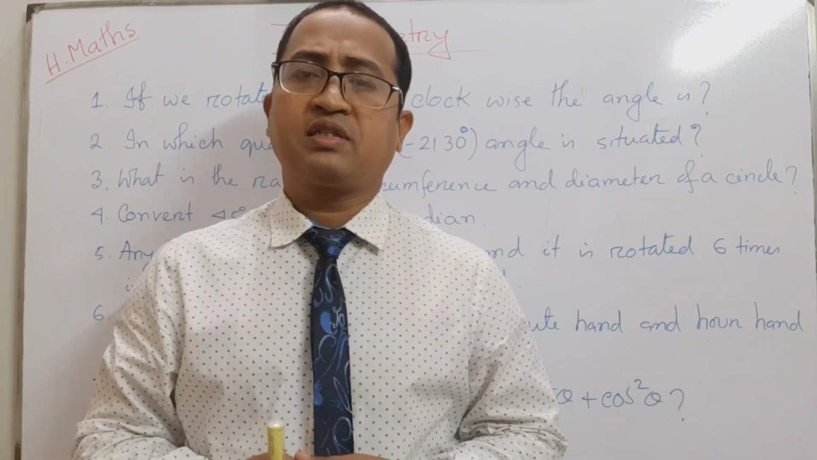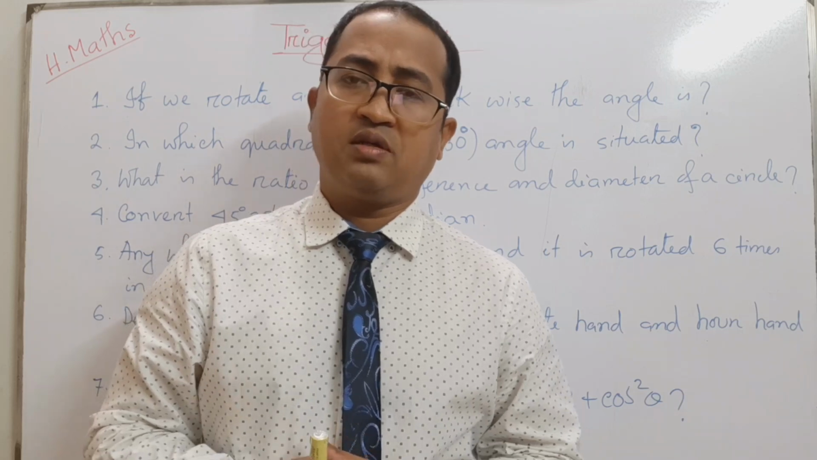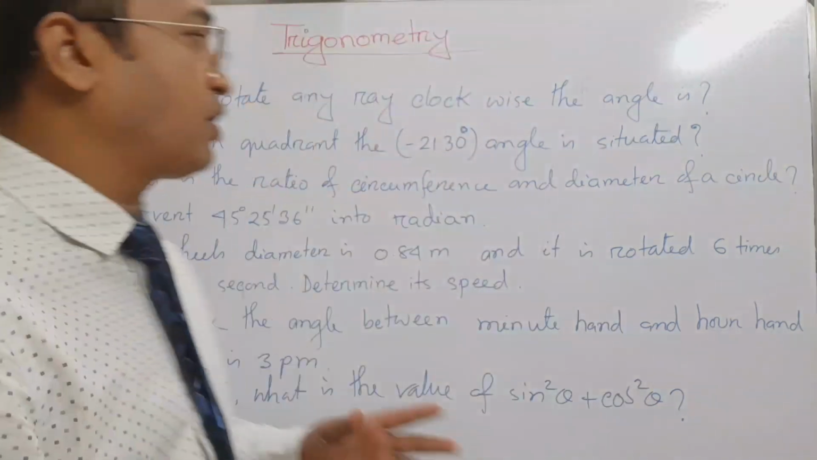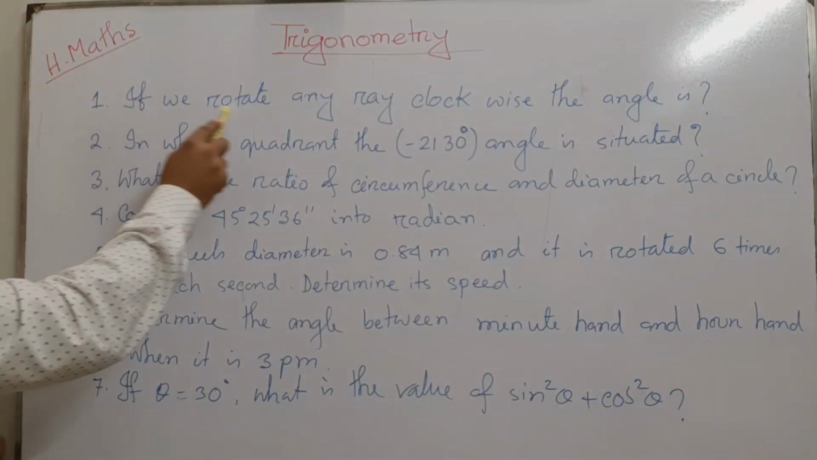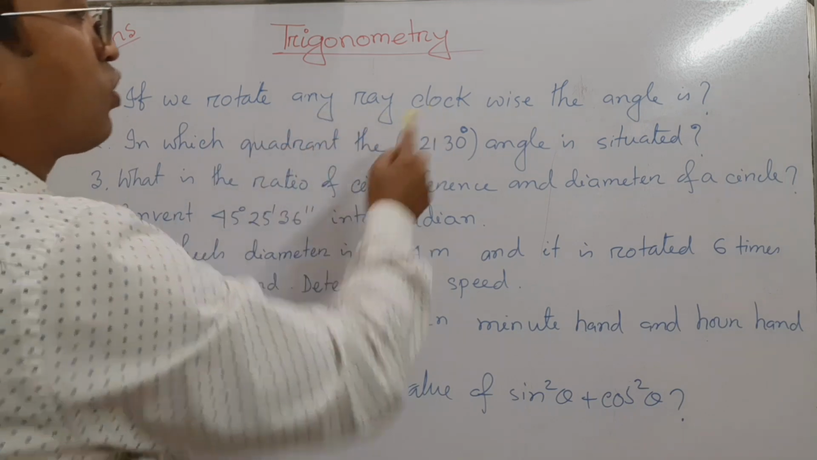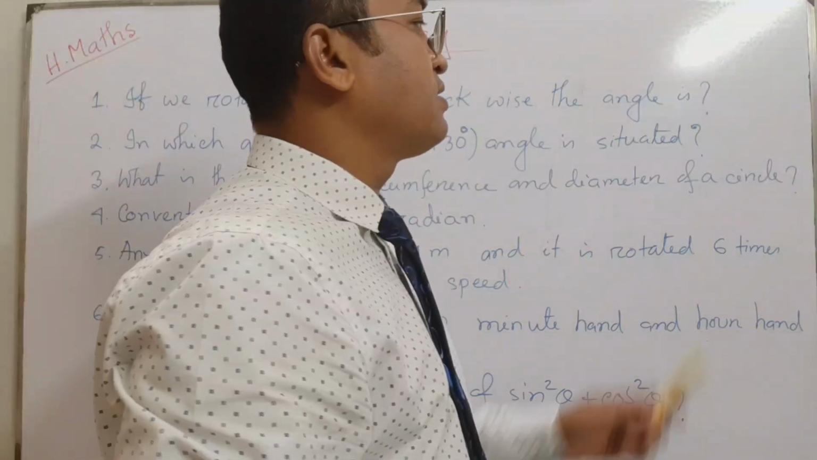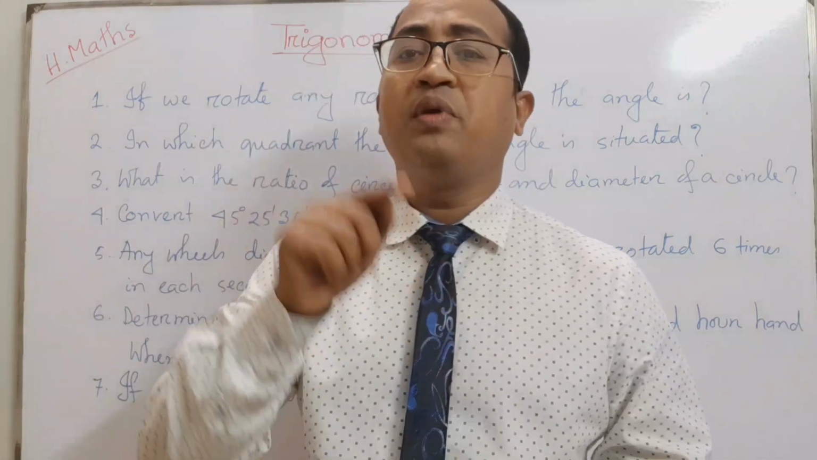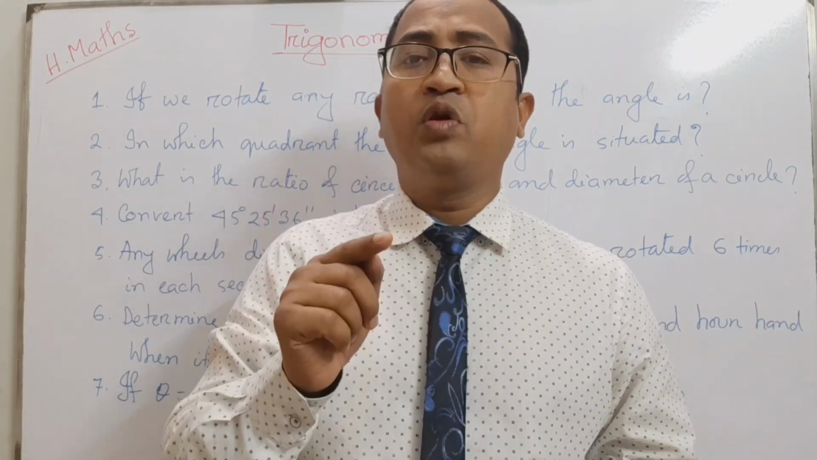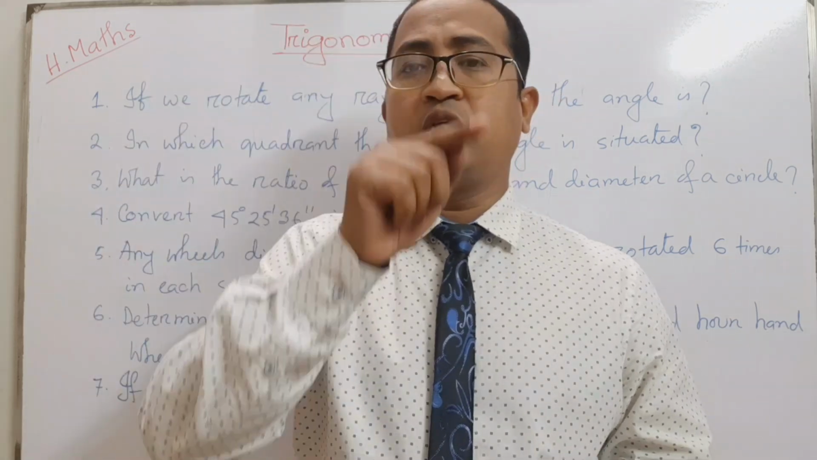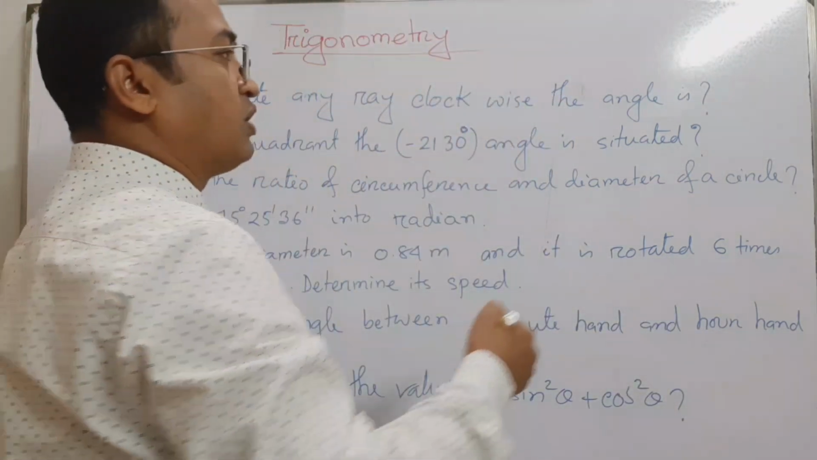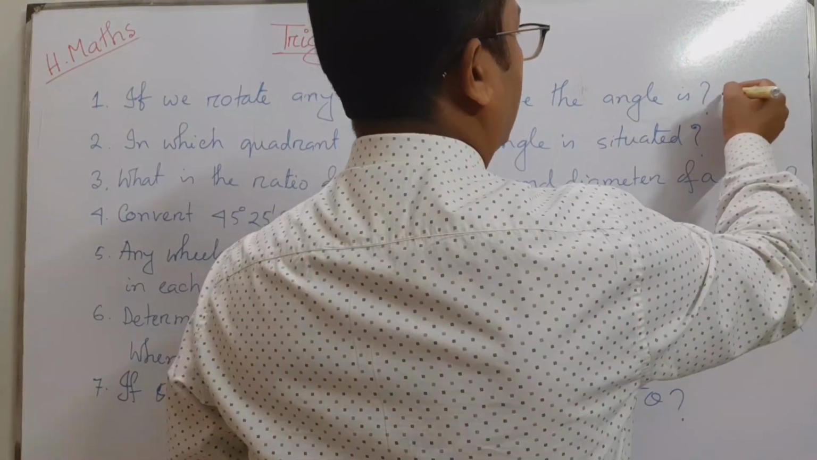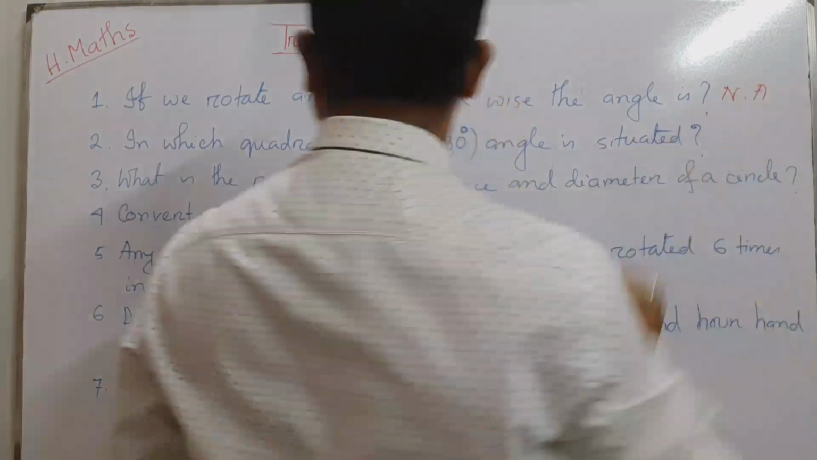Now I will discuss some MCQ from this chapter. Now look at the board. If we rotate any ray clockwise, the angle is what? We know if we rotate clockwise, it will be a negative angle, and if we rotate anti-clockwise, it will be a positive angle. So the answer of this question is negative angle.